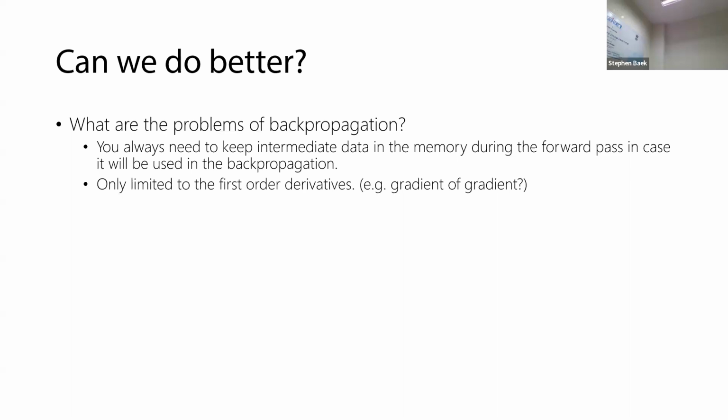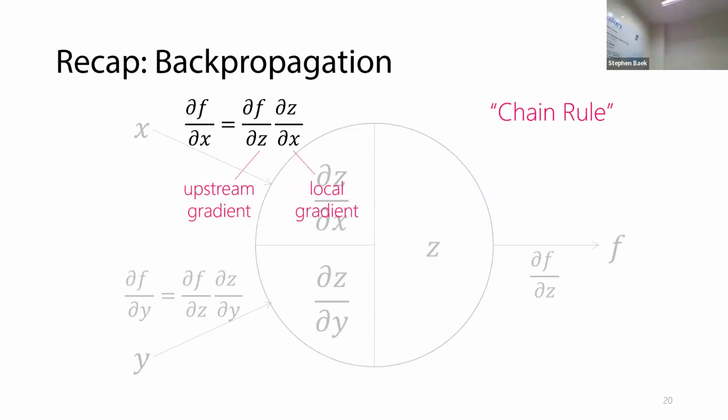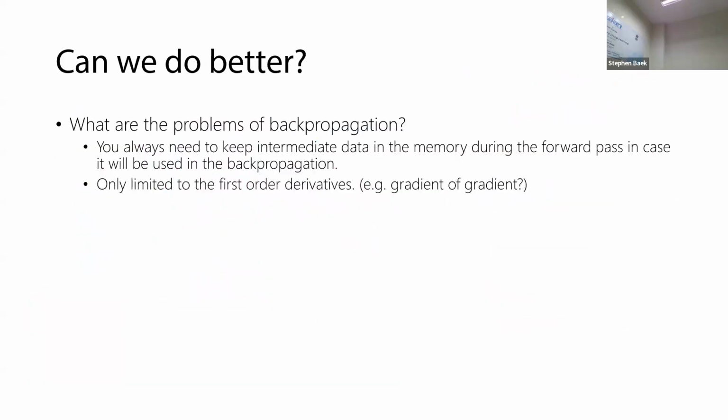Now, there are some limitations with the way that we calculate the gradients. The first thing is that you always need to keep the intermediate data in the memory, which means you have to memorize things each time you do the forward pass. And repetitively computing gradients may not be the most desirable thing to do.